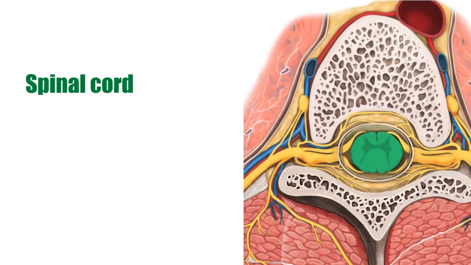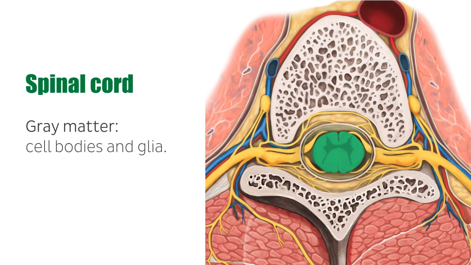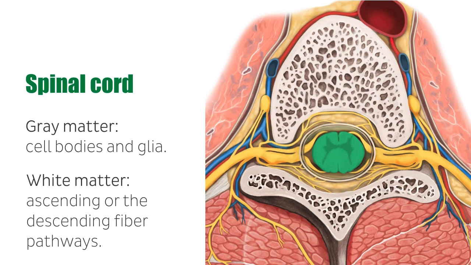But for now, I'd just like to remind you that the spinal cord is a cylindrical structure of nervous tissue, and as you can see in this transverse section of the spinal cord, it's composed of white matter externally and grey matter internally. The grey matter contains mainly the cell bodies and glia of the various nuclei, while the white matter corresponds to the ascending or the descending fibre pathways. There's a tiny central canal in the central point of the grey matter that is not visible at this magnification, but contains cerebrospinal fluid.